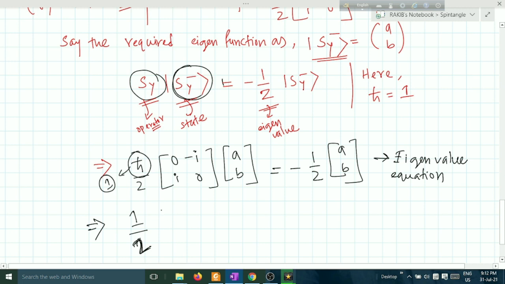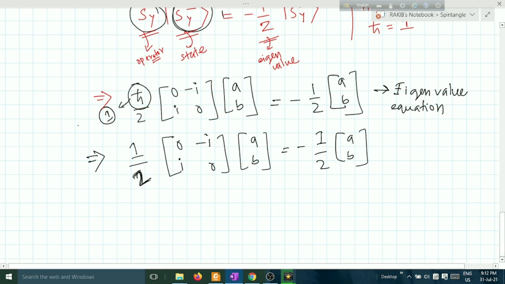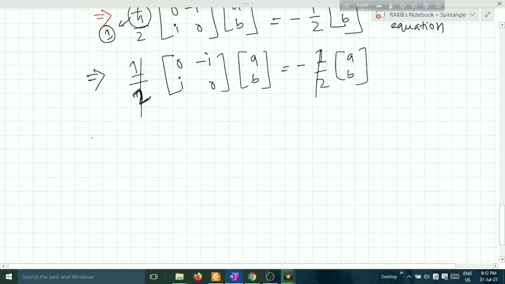I have told it earlier. Okay, what will be 0 minus i 0, here a and b. Now this is a simple matrix problem. I think you are all familiar with matrices and how to solve them. Now this half can be this half and this half will be omitted. Okay, and the problem becomes very simple.